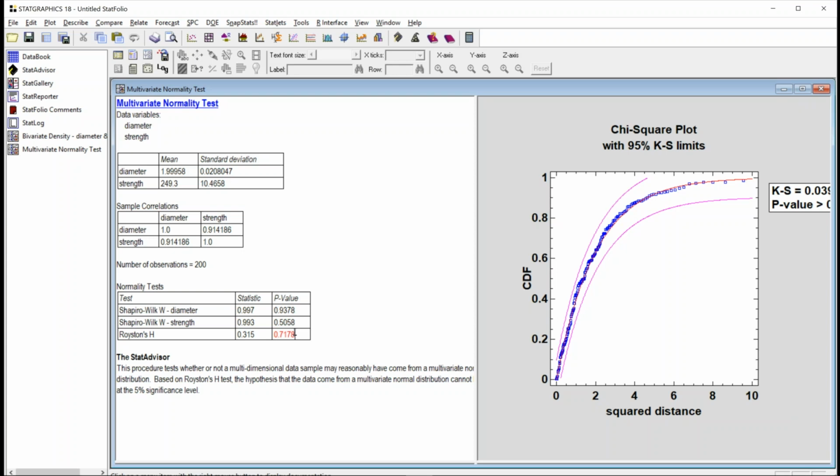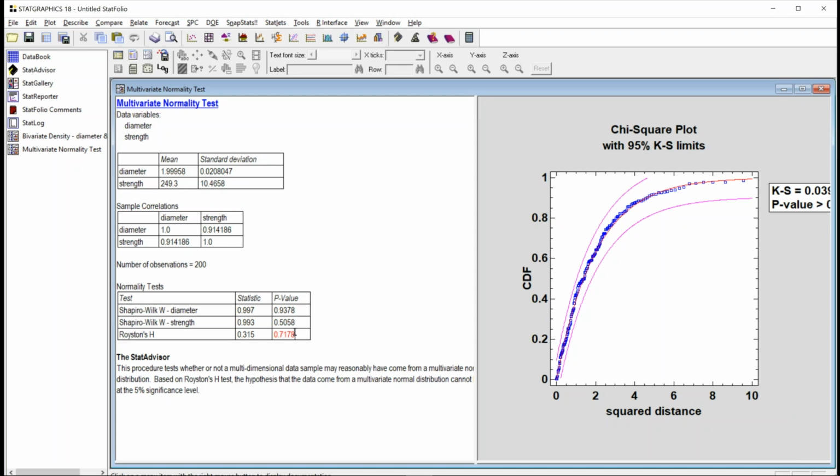0.7, of course, is quite a comfortable p-value, indicating that jointly diameter and strength may well be modeled by a normal distribution. Now, like most statistical tests, I haven't proven multivariate normality. However, there is no reason to reject that particular hypothesis. This incidentally works for any number of variables. I'm using two in my example here because it's just a lot easier to visualize what I'm talking about with respect to multivariate normality.